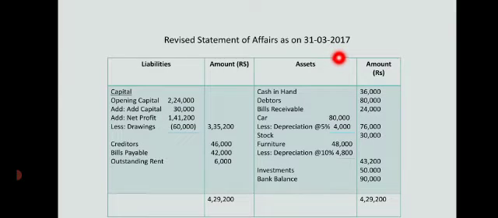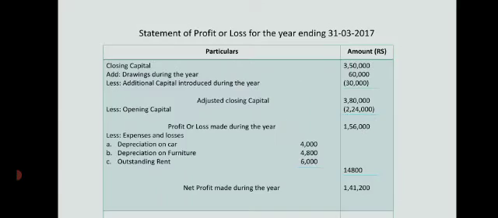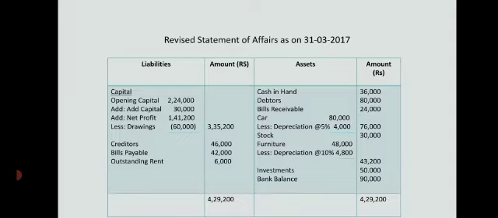Now the third statement we are going to prepare is the revised statement of affairs as on 31st March 2017, which is a closing balance sheet. So liabilities amount in rupees, assets amount in rupees. When you are preparing the closing statement of affairs, as I've already said, we are supposed to take closing balances, that is March 31st 2017, whether it is an asset or a liability. We are supposed to take the closing balances mentioned in the problem, and whatever adjustments are given we are supposed to adjust in the closing balance sheet. So let us start with the revised statement of affairs.